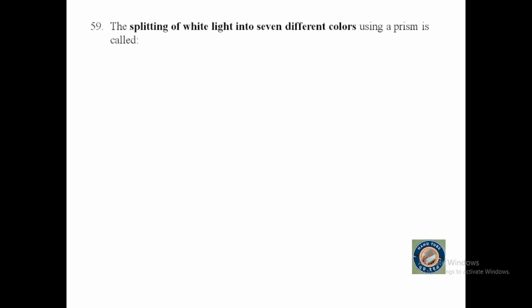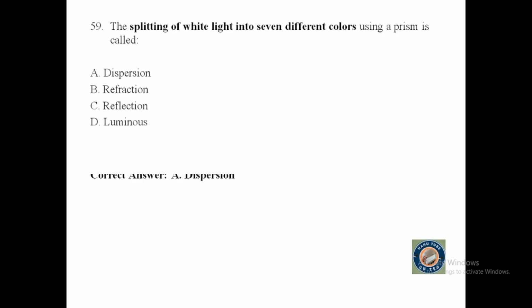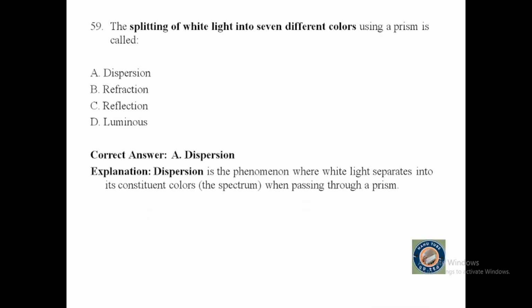Question number 59. The splitting of white light into 7 different colors using a prism is called A. Dispersion. B. Refraction. C. Reflection. D. Luminance. The answer is dispersion. Dispersion is the phenomenon where white light separates into its constituent colors, or the spectrum, when passing through a prism.